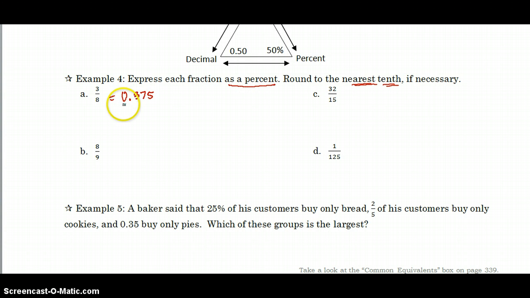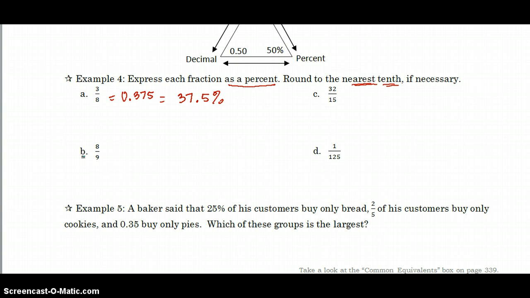So to take a decimal and turn it into a percent, I am multiplying times 100, which means I'm going to move my decimal 2 places to the right, and it's going to be 37.5%.